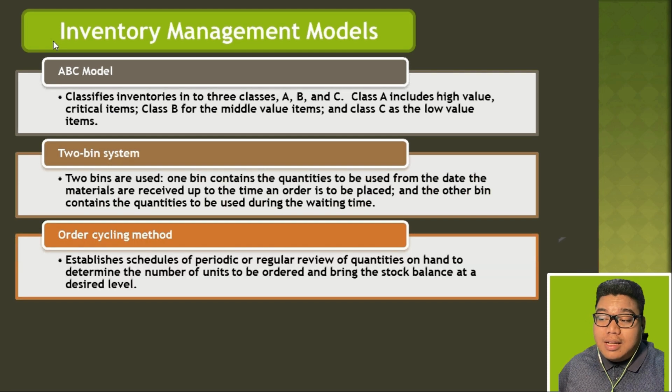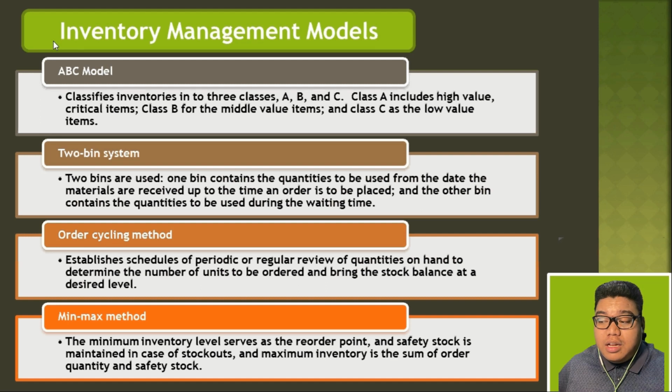The order cycling method establishes schedules of periodic or regular review of quantities on hand to determine the number of units to be ordered and bring the stock balance to a desired level. So usually when we do order cycling, we do this with higher classes of inventory, those items which are hard to maintain as well and hard to keep in the premises, but we do not want to have stockouts. So we need to determine the ideal inventory quantity that we need to maintain.